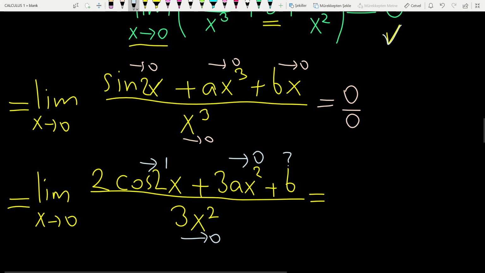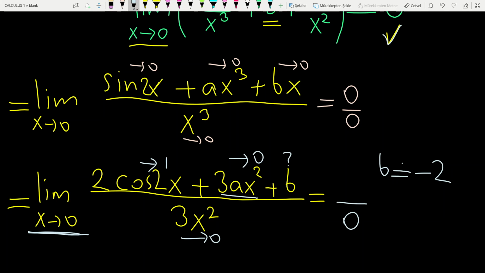So, what can we say? We see that the denominator goes to 0, no problem. This term goes to 0. And cosine 0, we have 2 times 1, which is 2. So if I want to have 0 as the answer of this limit expression, b must be minus 2. What is the reason? b must be minus 2.